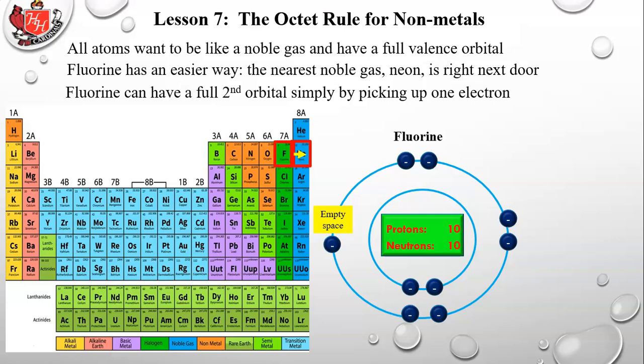Now, is this possible? Well, sure. We talked about that fluorine has a high electronegativity. It likes to pull in outside electrons. It's very good at doing that. So unlike lithium, which can't pull in outside electrons, fluorine can very easily pull in one more outside electron to fill that empty space that you see and give it a full octet. And there it is. So fluorine has a full octet.